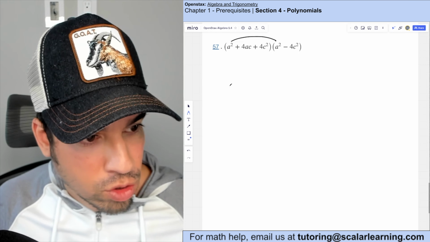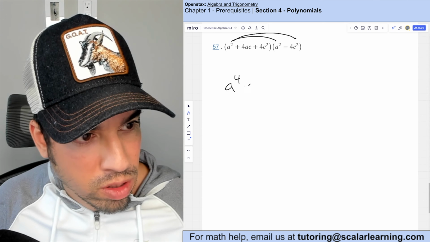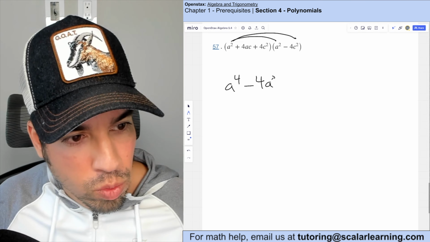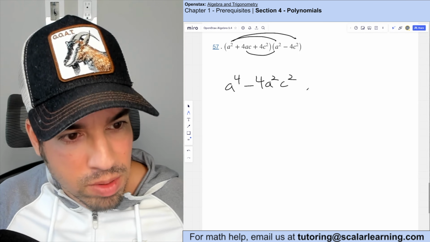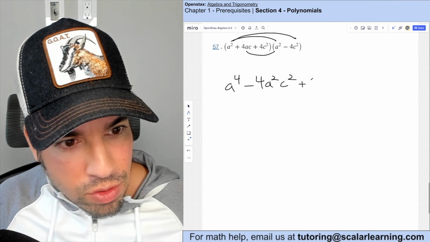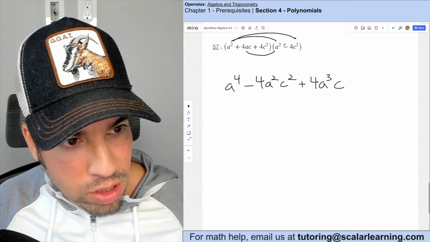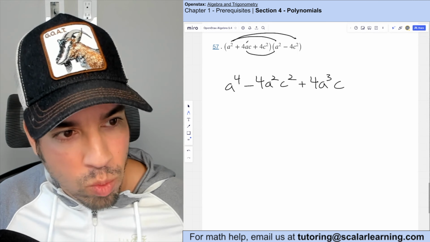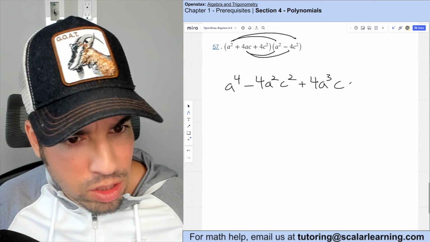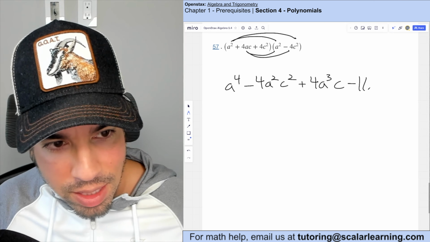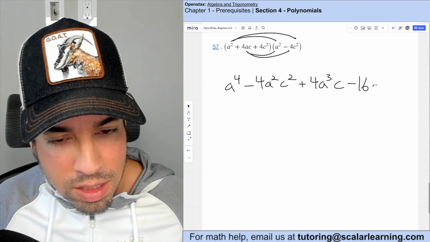So we're going to distribute as follows. A squared times a squared is a to the fourth. A squared times negative 4c squared is negative 4a squared c squared. And then we got this term, 4ac times a squared is 4a cubed c, right? Because that a to the first adds to the a squared. 1 plus 2 is 3. And then we do 4ac times minus 4c squared, which is minus 16, and then it's a, and then c times c squared is c cubed.